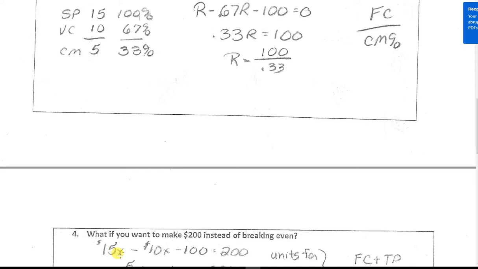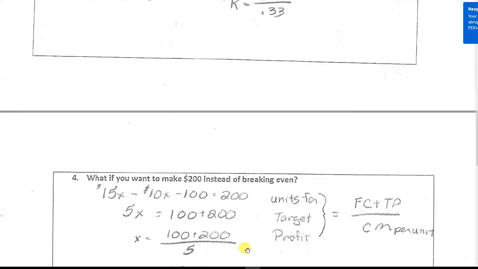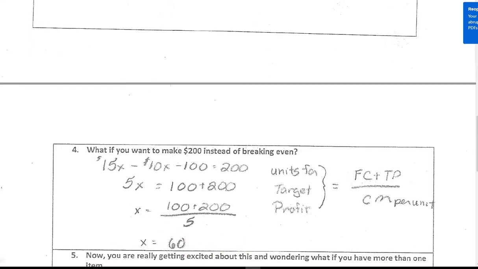Selling price 15x minus 10x. Remember, the selling price is 15, variable cost is 10, fixed cost is 100, but instead of 0, I want 200. Okay? So now I simplify that, and goodness gracious, I actually wrote an answer on here. X equals $60.